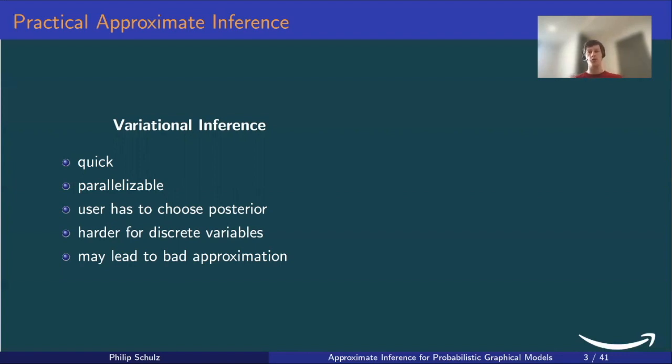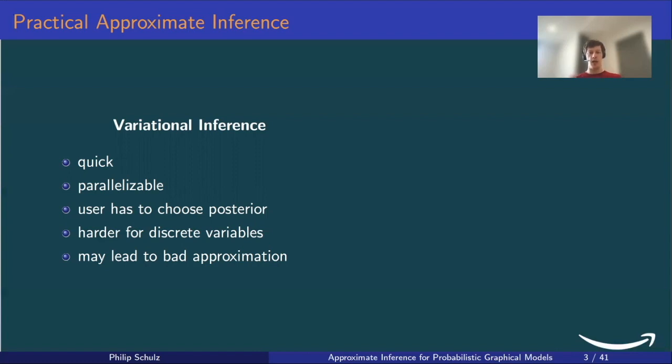So the user has to choose one of these parametric families to then be able to approximate the posterior. And variational inference can be a bit tricky for discrete variables. And in particular, it may lead to bad approximations. So it's what I said before, right? You choose a family of approximations.